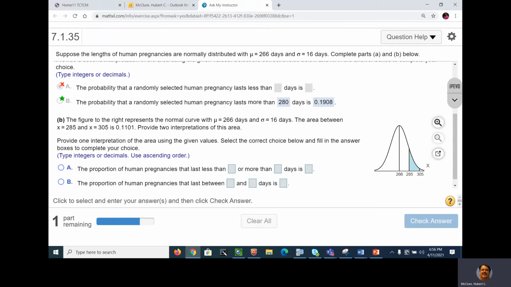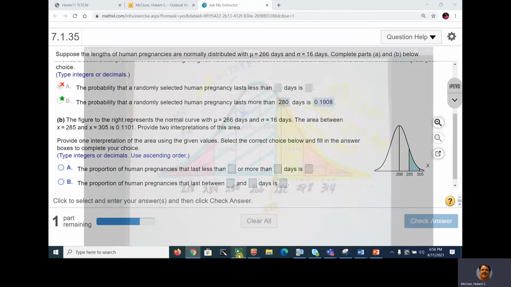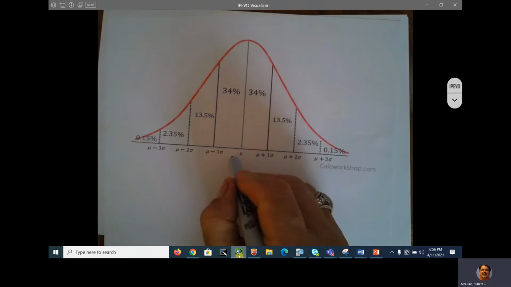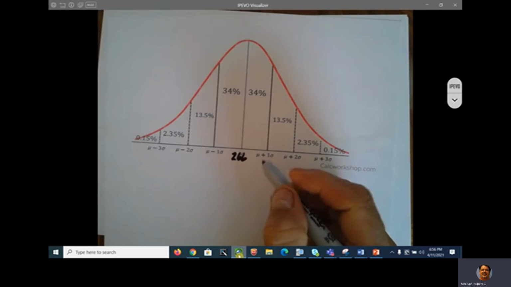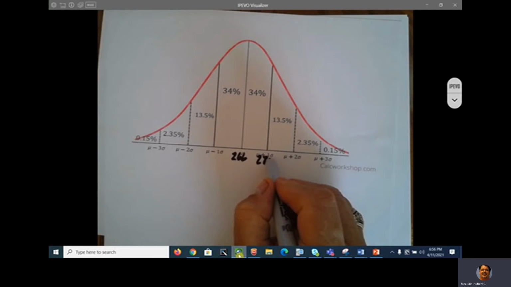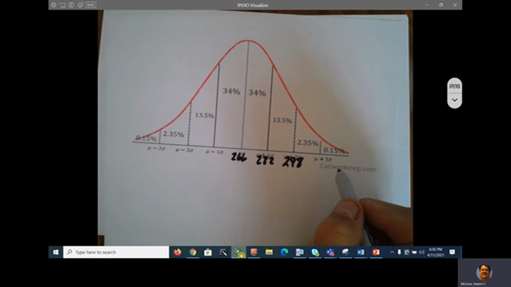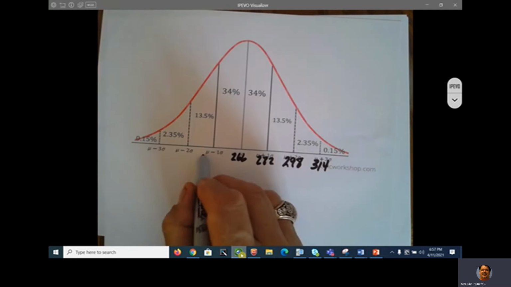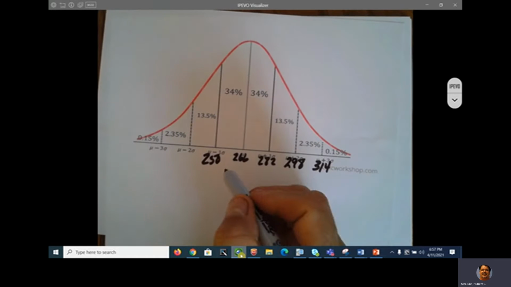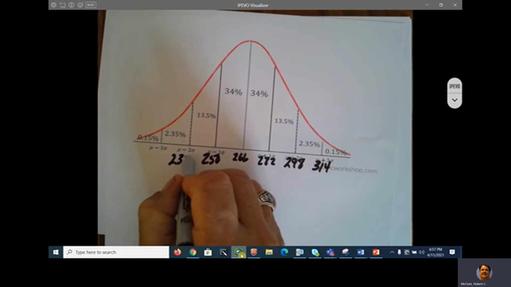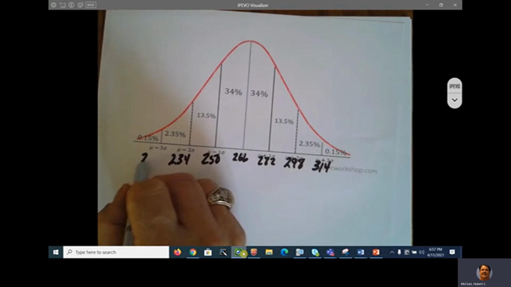So I've got to copy everything onto this curve. Let me copy this right quick for you. So 266, 282, 298, 314, 250, 234, and 218.